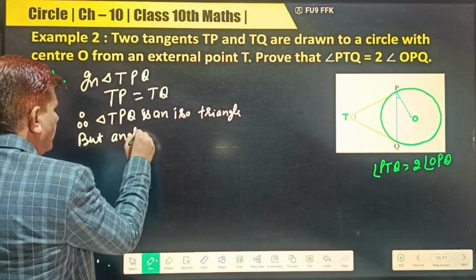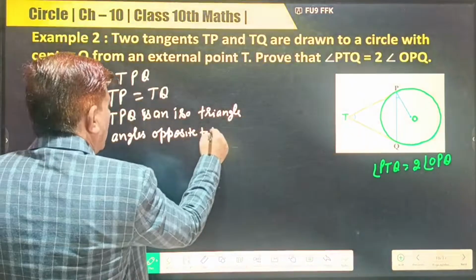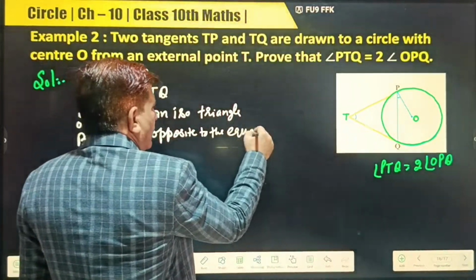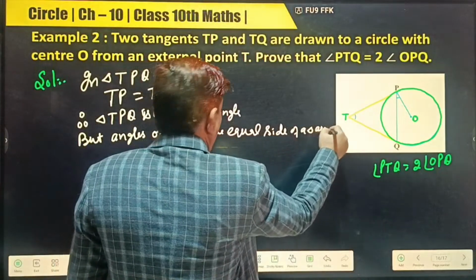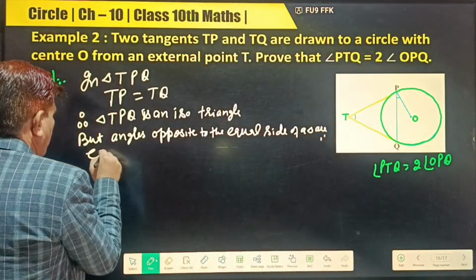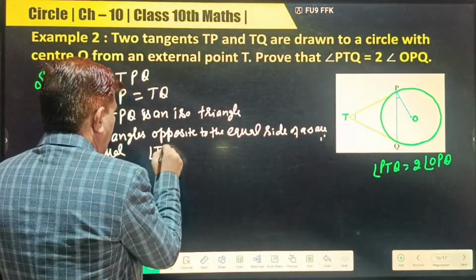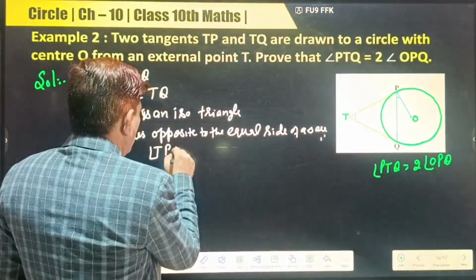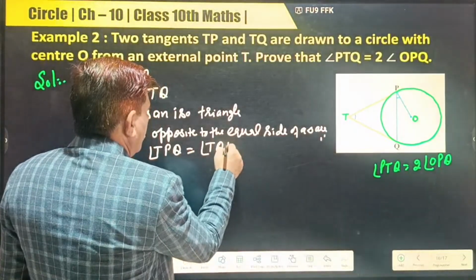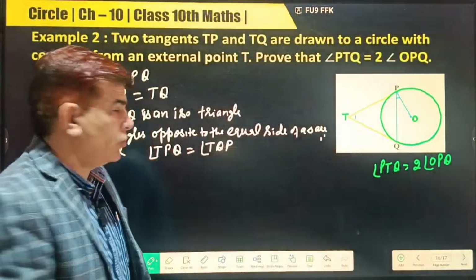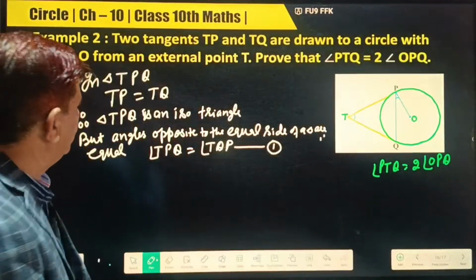And this we know, the angles opposite to the equal sides of a triangle are equal or not? So what's its meaning? Angle TPQ is equal to angle TQP. Understood? This we can use in our paper in the next part of this. So that's why saying number 1.